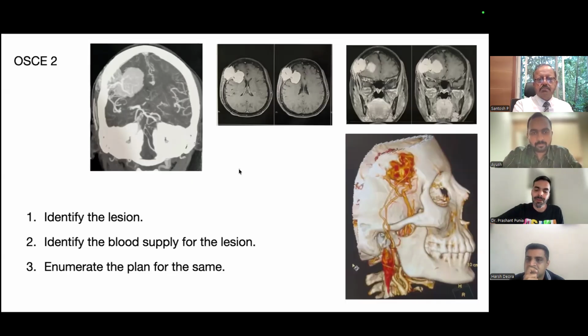Sir, anything else you want to ask? What did this turn out to be eventually? Sir, we are going to operate it tomorrow, sir. I felt that this is a meningioma probably. It looks like a meningioma.